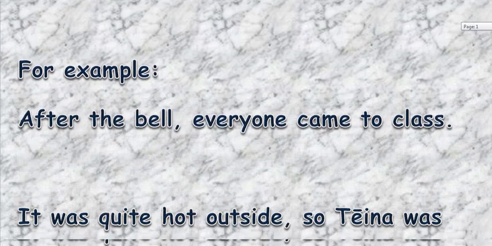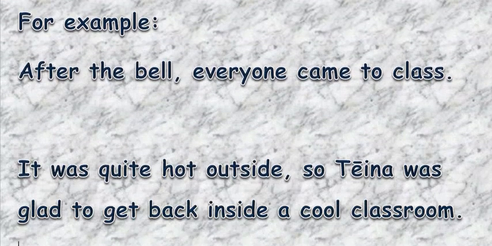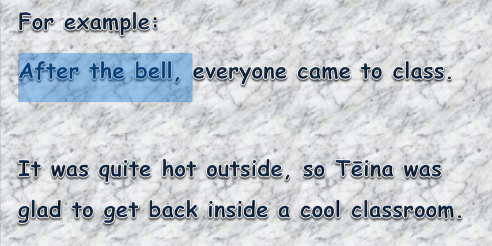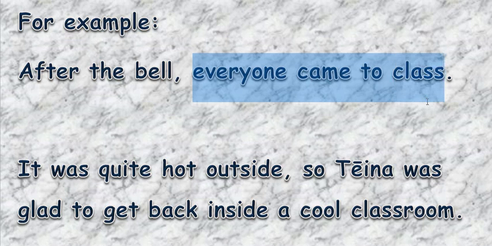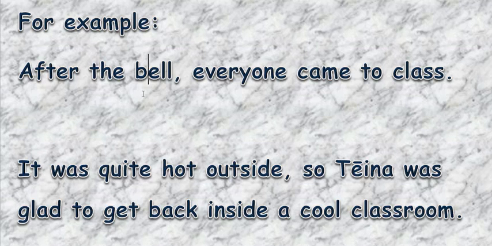So, for example, here are two sentences. After the bell, everyone came to class. This is the independent clause because it makes sense on its own. You can just say everyone came to class, and that makes sense. This part, if you just walked up to someone and said after the bell, that wouldn't make sense on its own. So you write your sentence, you figure out where your independent clause is, put a comma there to separate the independent clause from the other bit of the sentence.